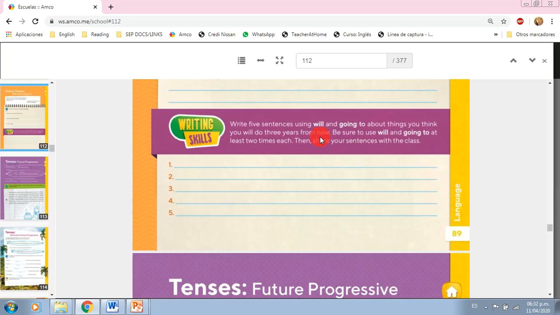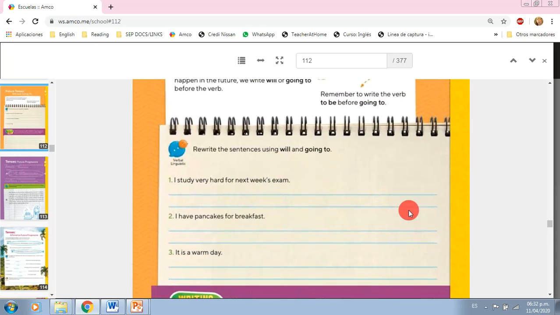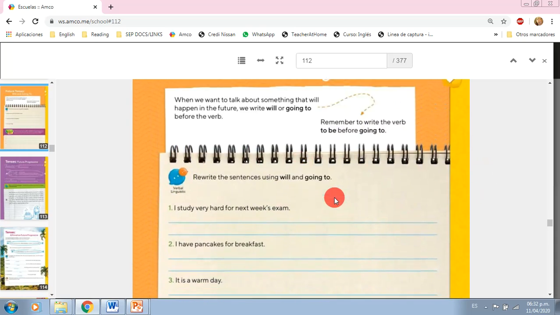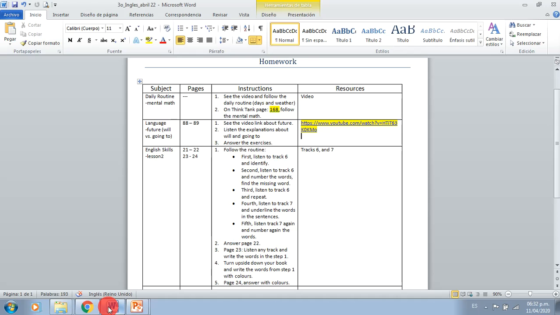Okay, guys, remember, write the date, and when you finish, send me the picture of this activity and this activity and this other activity. Okay, let's see.